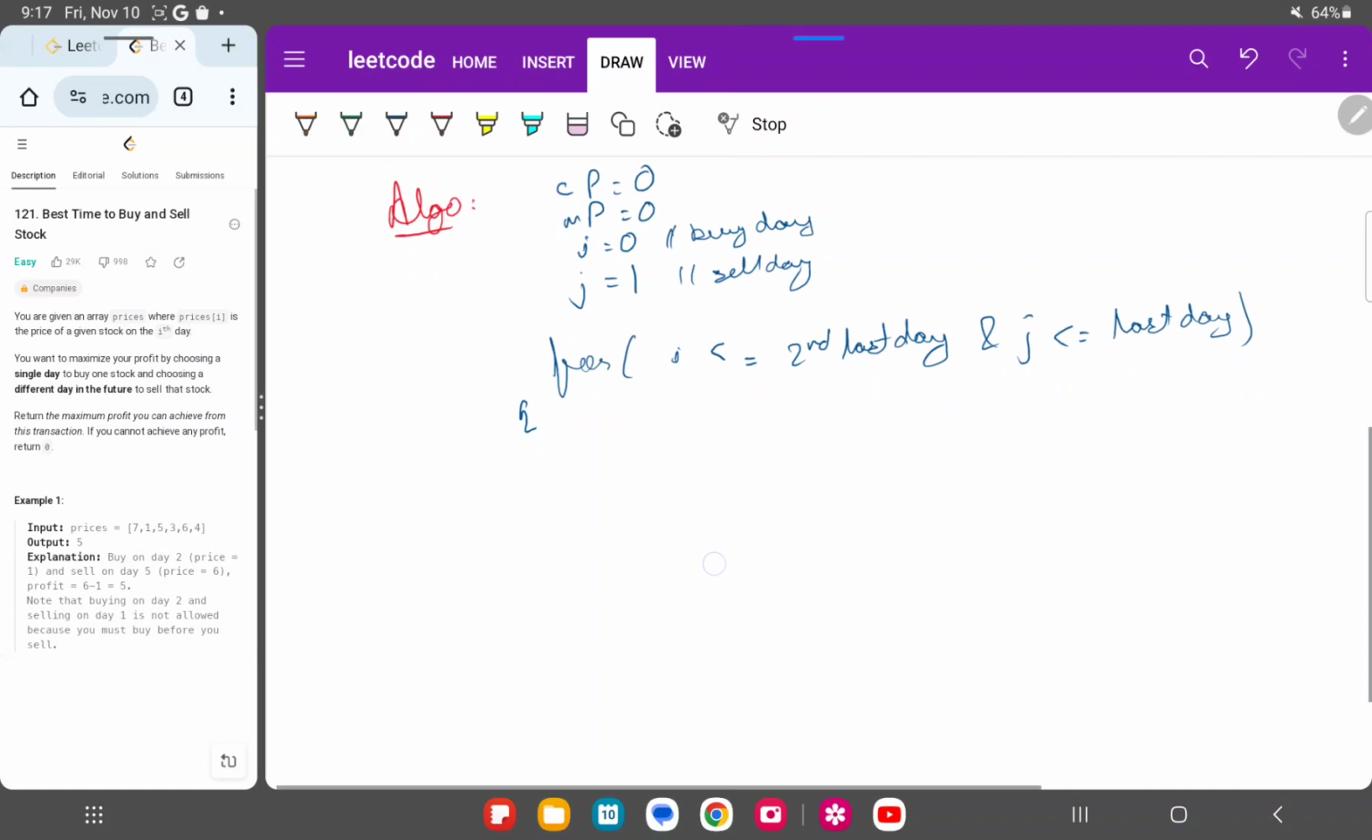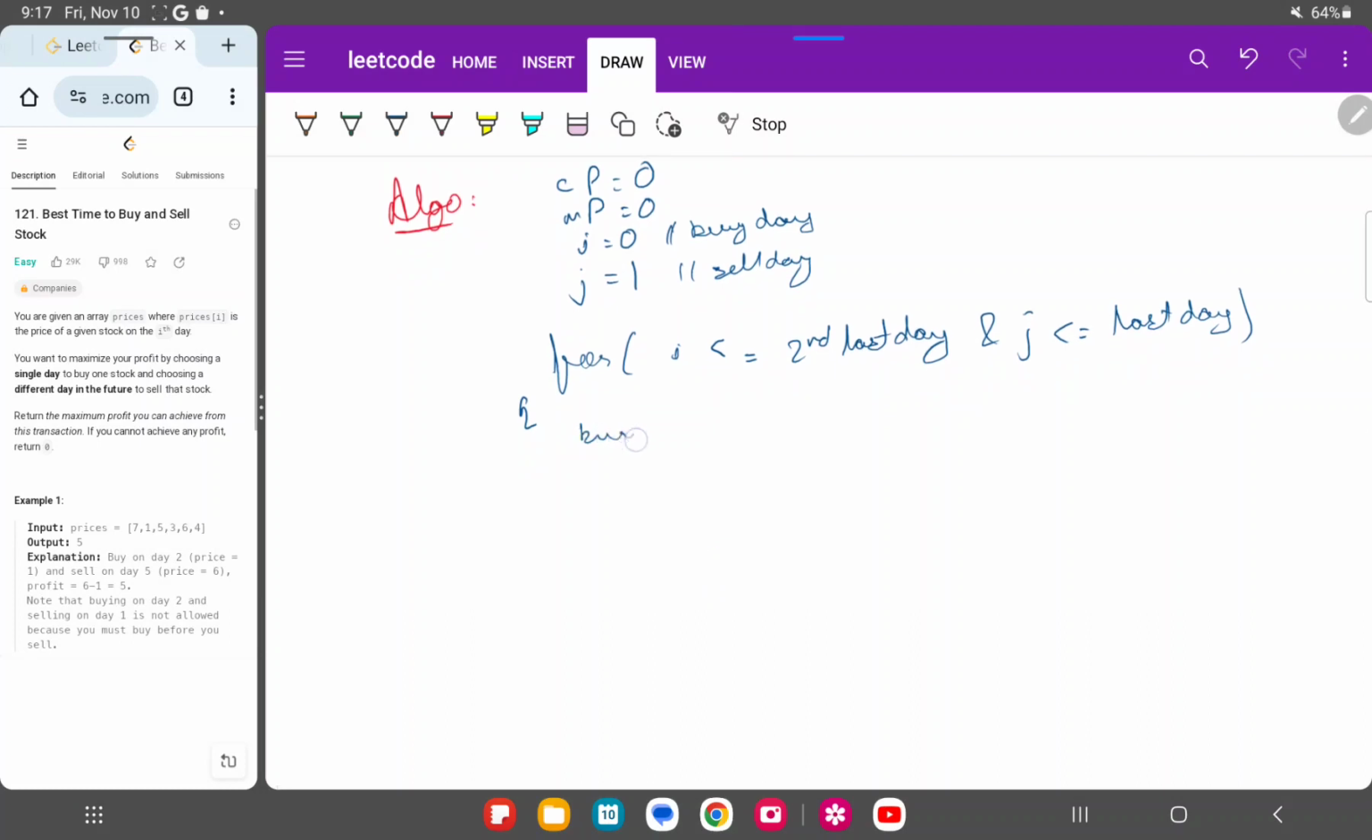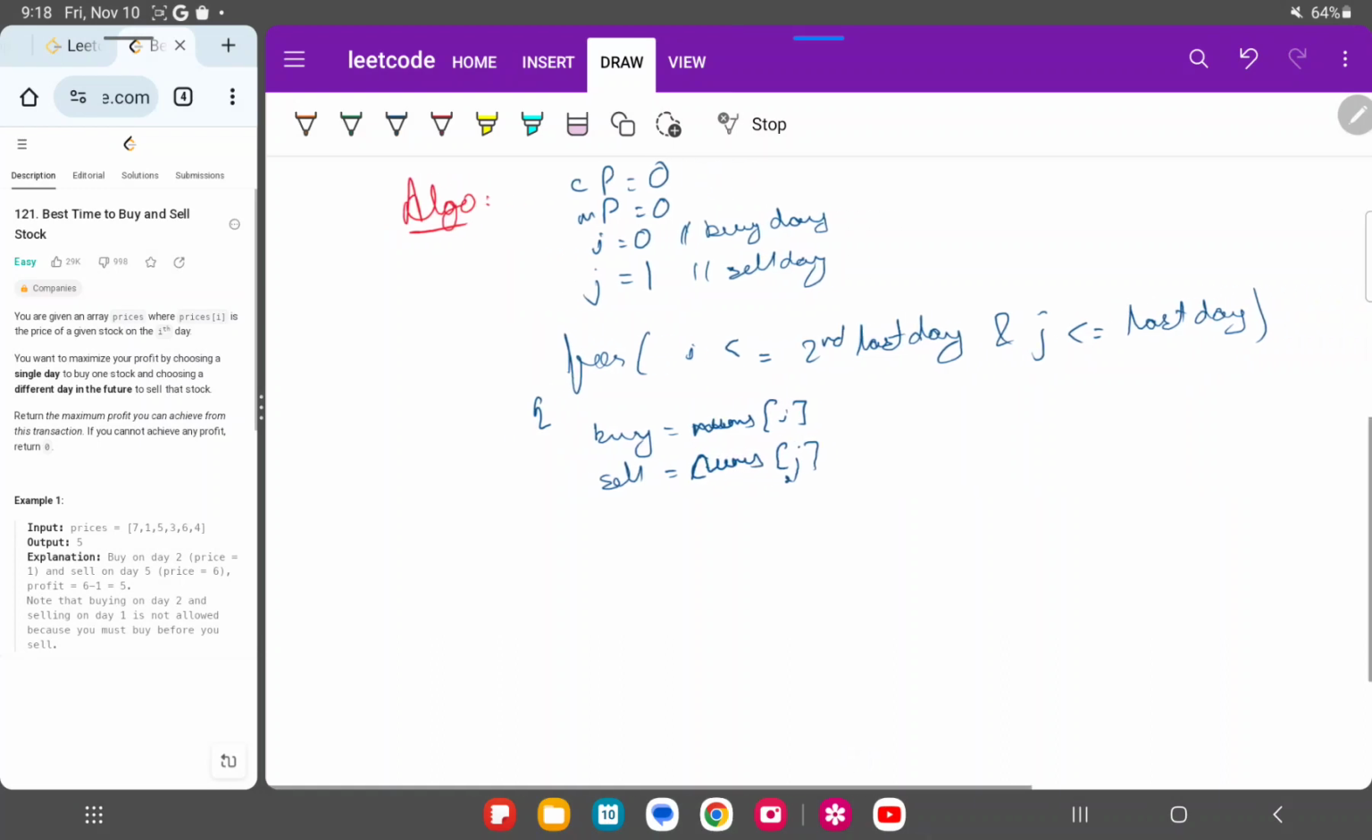You buy, which is nums i, you sell, which is nums j. Current profit then becomes sell minus buy, and then we check if our current profit is greater than maximum profit. If yes, then update it. Maximum profit becomes current profit, right?